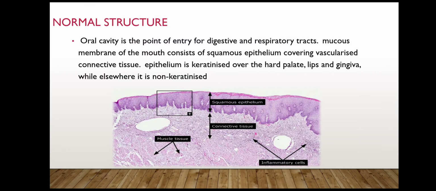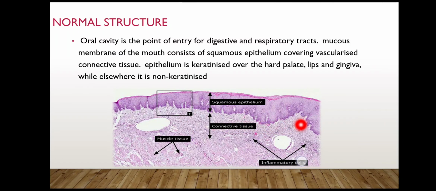Oral cavity is the point of entry for digestive and respiratory tracts. The mucous membrane of the oral cavity consists of squamous epithelium. This squamous epithelium is either keratinized or non-keratinized depending upon the areas. So, epithelium is keratinized over hard palate, lips, and gingiva, while elsewhere it is non-keratinized.